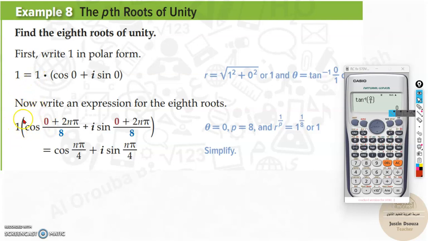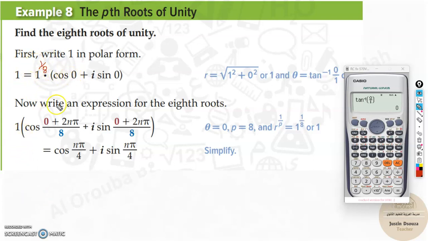Radius r, what happens? R will be to the power 1 by p. Now which root are they asking? Eighth root. So 1 by 8. That is the thing: 1 to the power 1 by 8. How much is it? Any root of 1 is 1 itself. It does not change. So it's 1.